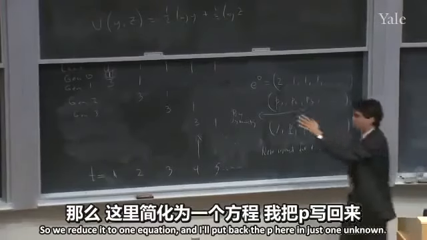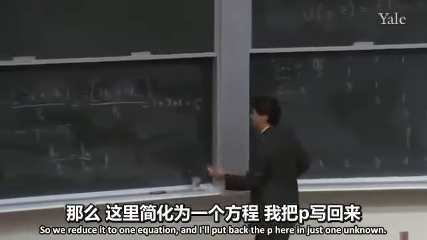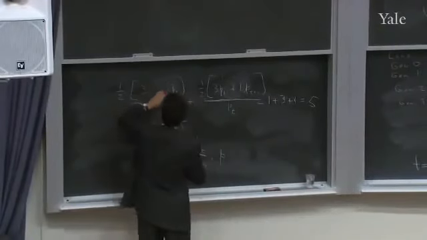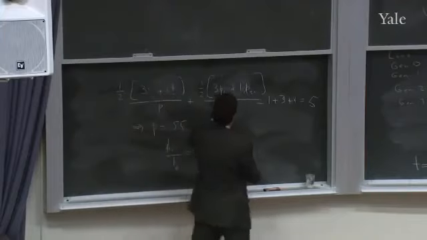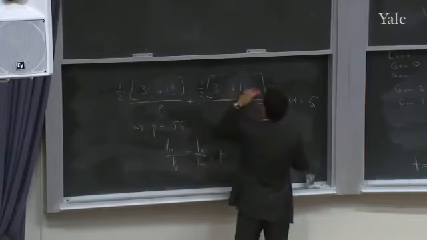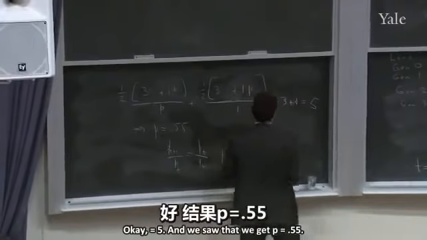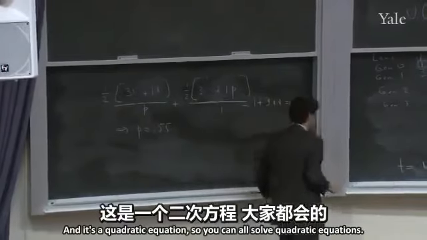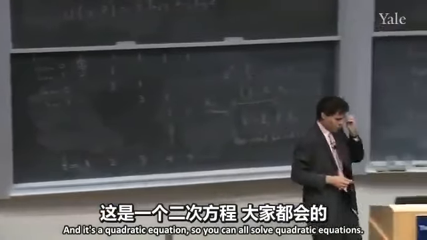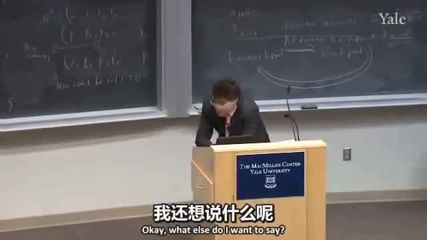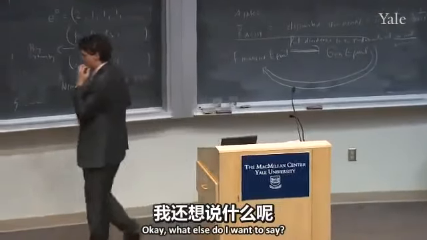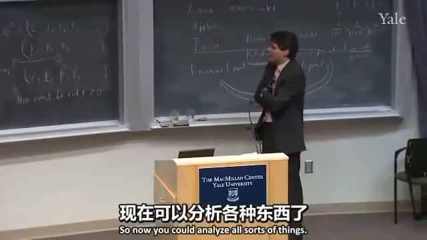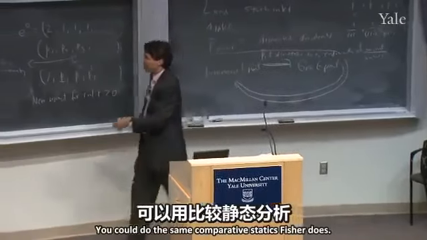So we reduce it to one equation, and I'll put back the P here in just one unknown. Okay, equals 5, and we solve it and we get P equals 0.55. Okay, and it's a quadratic equation, so you can all solve quadratic equations. Now, in this, okay, what else do I want to say? So now, you could analyze all sorts of things. You could do the same comparative statics Fisher does.